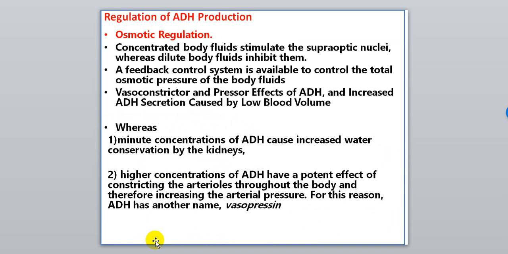Regulation of antidiuretic hormone. Osmotic regulation: concentrated body fluid stimulates the supraoptic nuclei, whereas dilute body fluid inhibits them. Supraoptic nuclei are cells or nuclei present in the hypothalamus that send signals to the posterior lobe of the pituitary gland to secrete antidiuretic hormone.